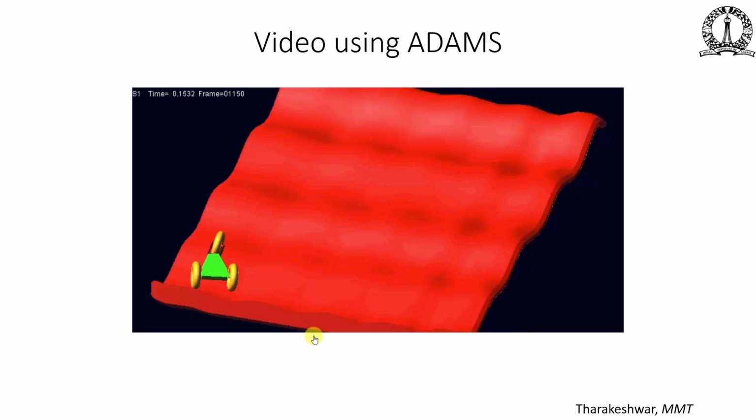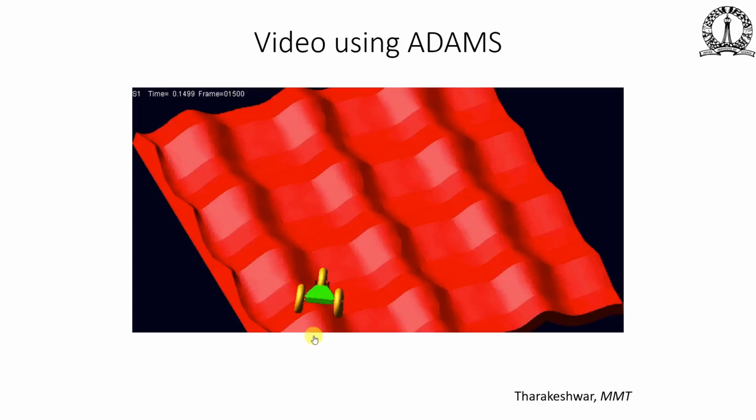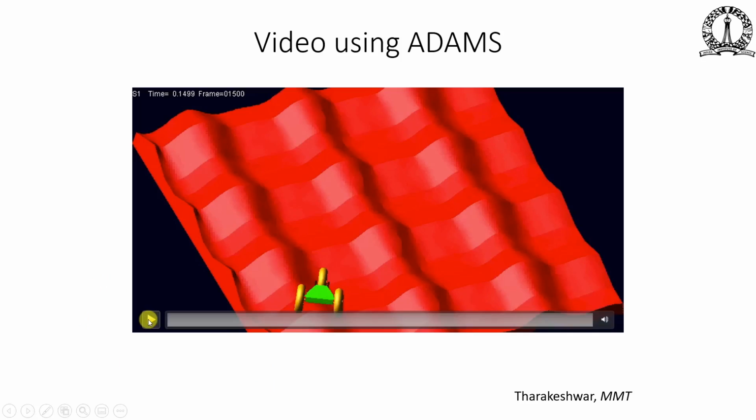This is another uneven terrain, and the same three-wheeled mobile robot is negotiating this uneven terrain. Adams is a very, very powerful commercial package. There are plugins and extensions of Adams which can simulate the motion of a car or a four-wheeled vehicle. It's called Adams Car. But this is not using Adams Car.